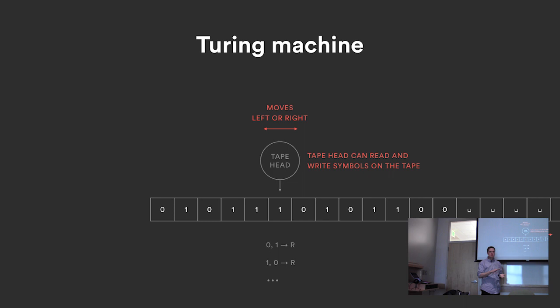So, for example, you could get to a position on the tape head, and in that particular state, you could have the rule: read a 0, write a 1, and then move right.